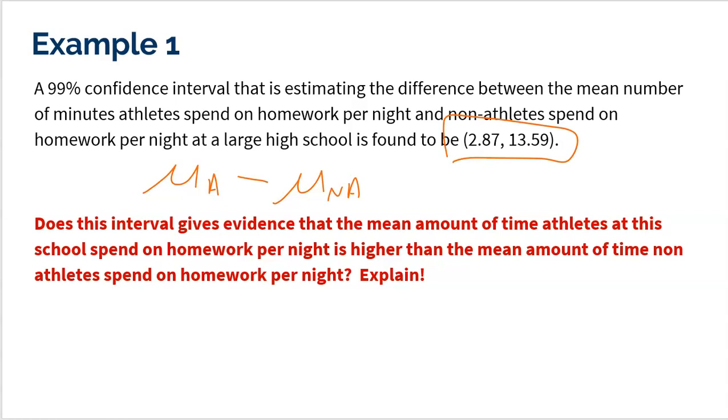All right, now let's go ahead and read this. It says, does this interval give evidence that the mean number of minutes athletes at this school spend on homework per night is higher than the mean amount of time non-athletes spend on homework per night? Yes, right? It clearly says, does the interval give evidence that the mean time that athletes spend on homework is more than non-athletes? And because my entire interval was positive, showing that it's anywhere from 2.87 more minutes for athletes to 13.59 more minutes for athletes, I am very confident.